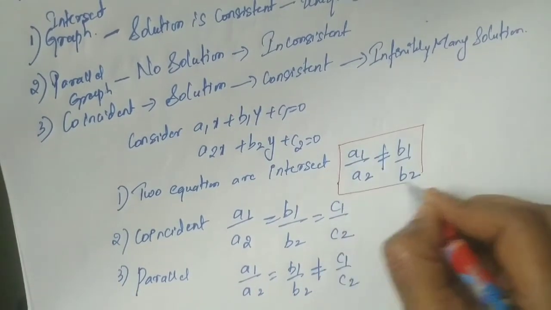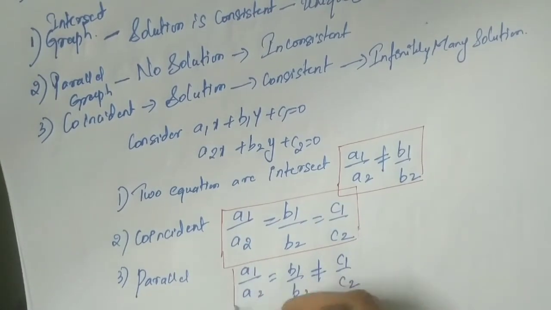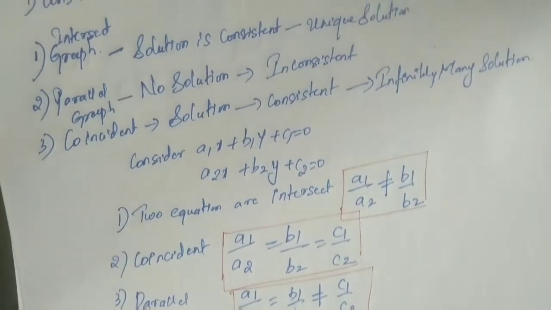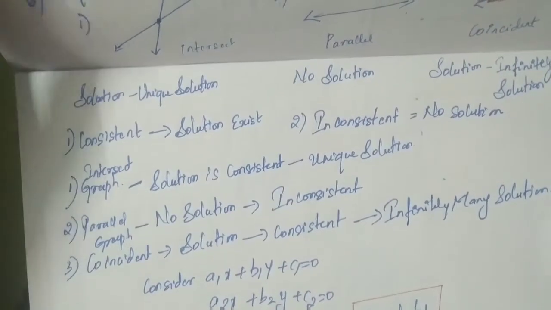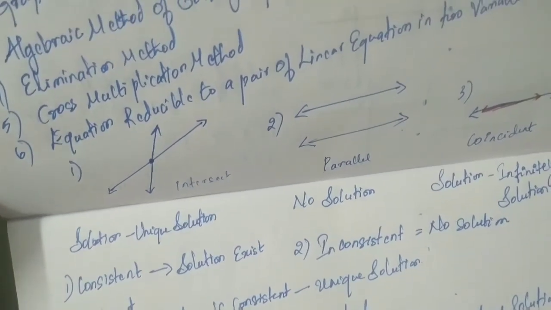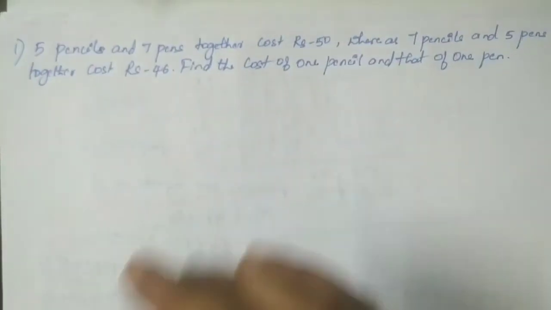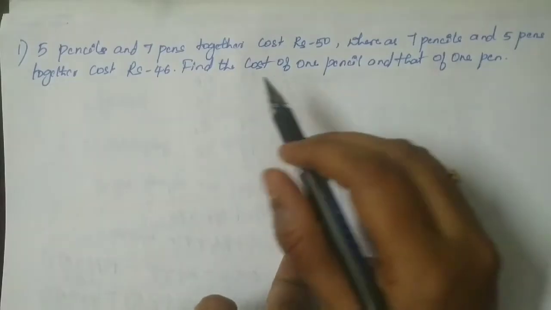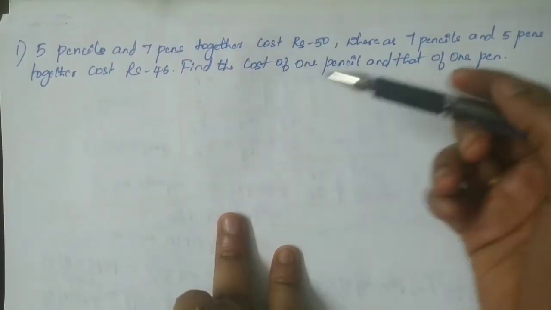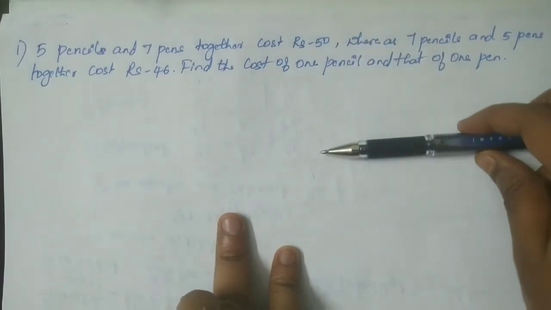Then we say it is parallel. Just remember these three: parallel, coincident and perpendicular. If you know this concept, without actually performing any analytical solution, you can still say whether the given pair of equations will be intersecting, parallel, or coincident. So now let us understand the entire graphical representation of a pair of linear equations by taking a simple example.